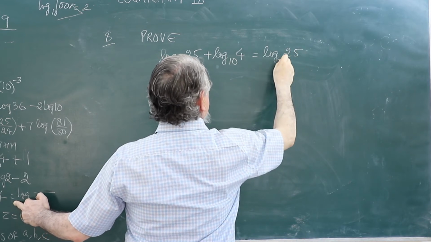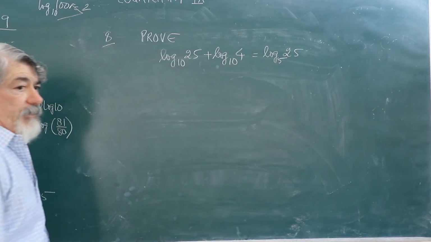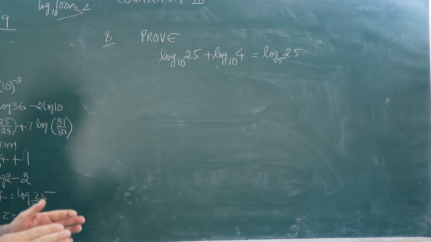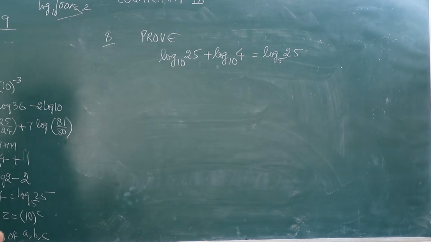Now both sides the bases are different. You must keep it in mind. On the left hand side I have the base 10. On the right hand side I have the base 5. We have to prove that left hand side is equal to right hand side. So let us solve left hand side and right hand side separately, and prove them to be equal.